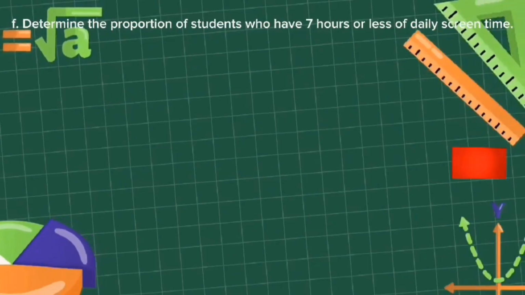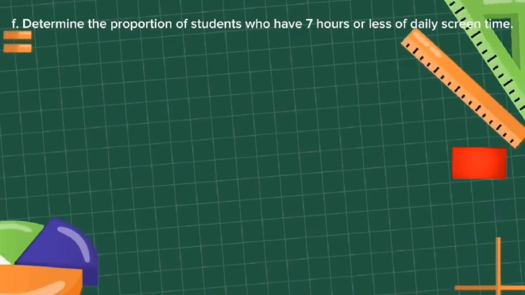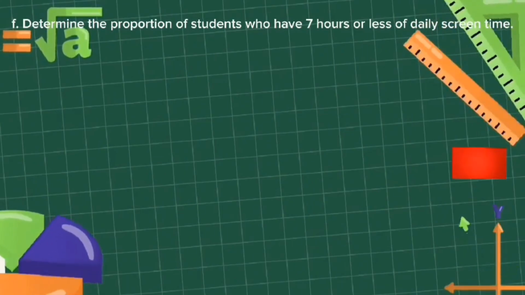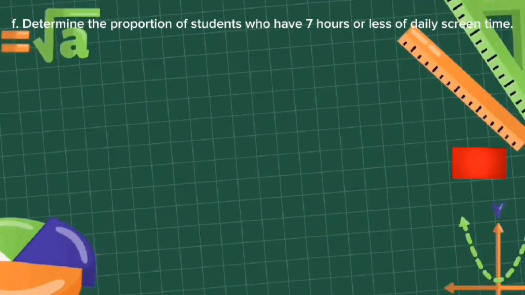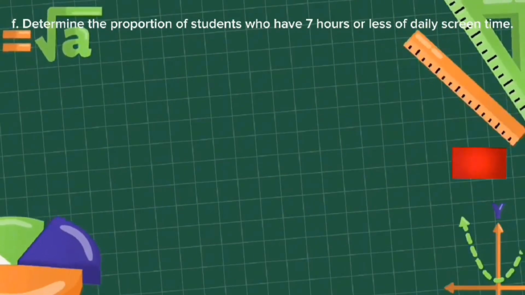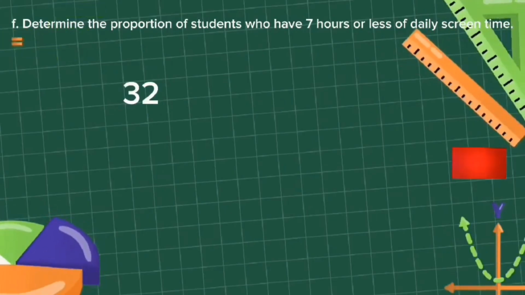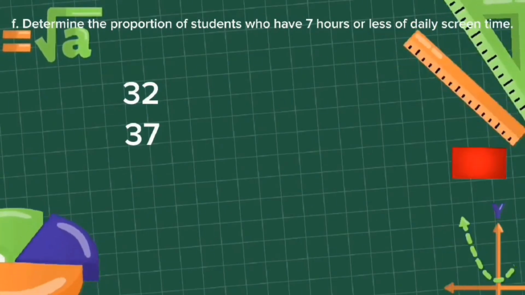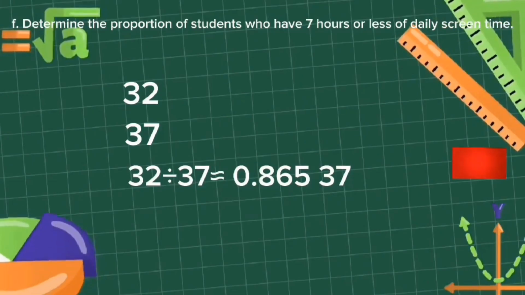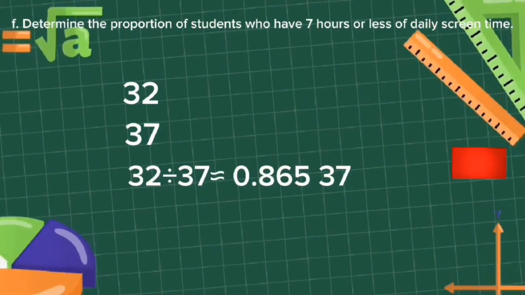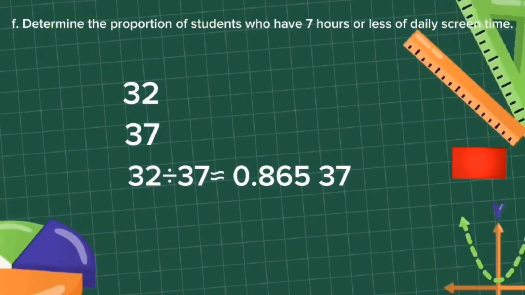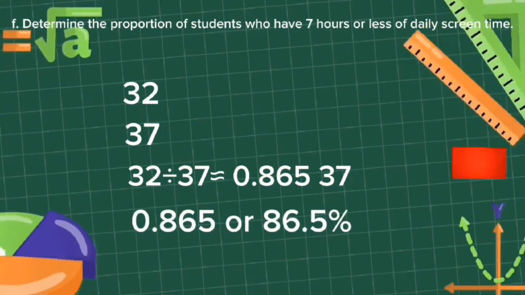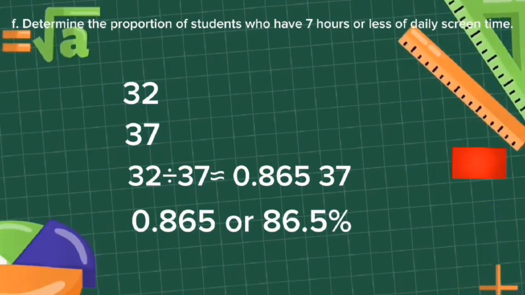Letter F. Determine the proportion of students who have 7 hours or less of daily screen time. So the answer for letter F: the number of students with 7 hours or less is 32 and the total number of students is 37. So we divide 32 by 37, which gives 0.865, and the final answer is 0.865 or 86.5%.